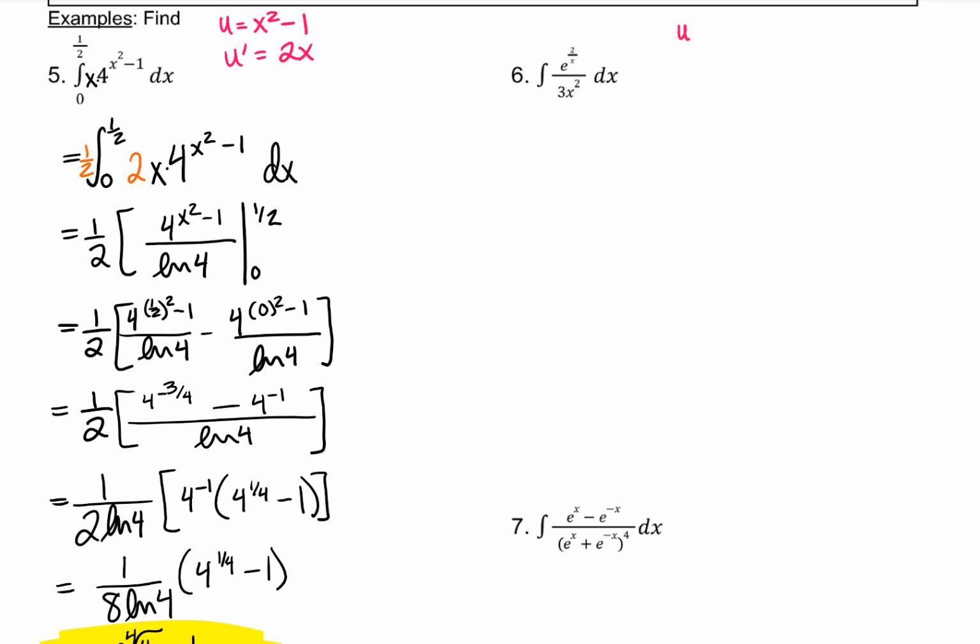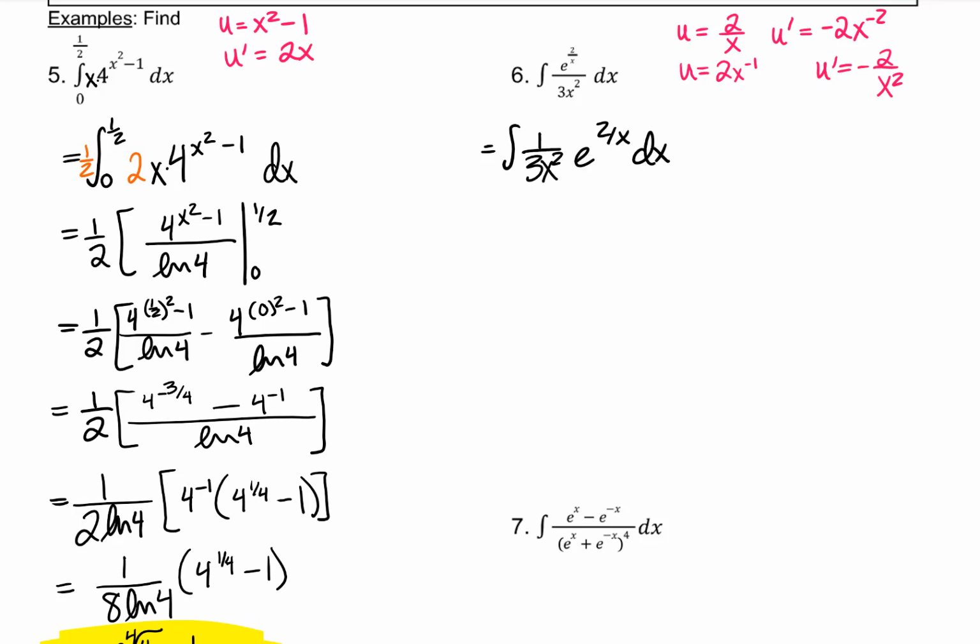For number 6, u in e to the u would be 2 over x. So u prime would be negative 2 x to the negative 2. So this integral needs to have negative 2 over x squared inside of it.